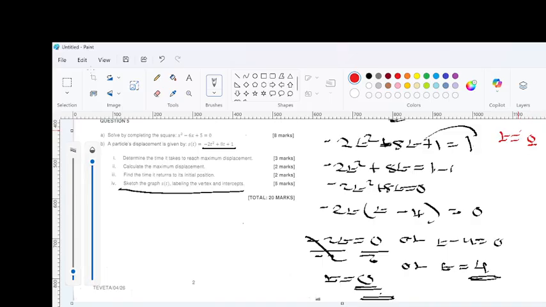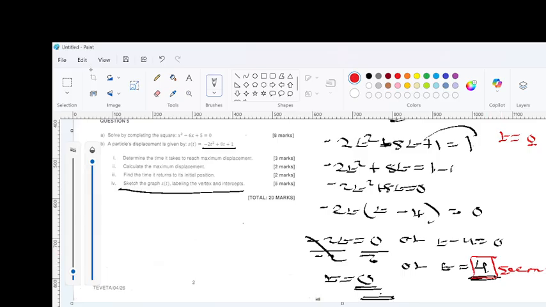Now the particle returns to its initial position after what? After 4 seconds. After 4 seconds, that's when the particle returns to its initial position. t equals 0 is the starting time. So the time it returns to its initial position is 4 seconds. This is how we calculate this.